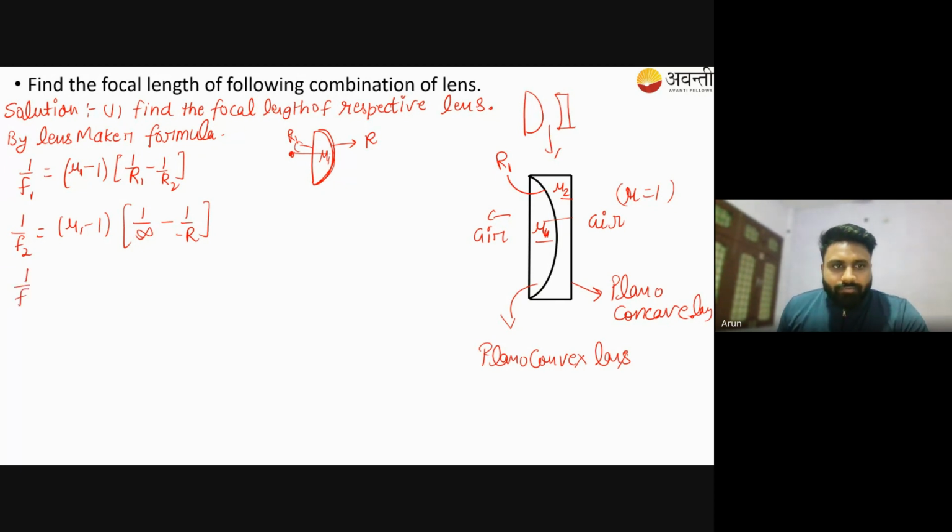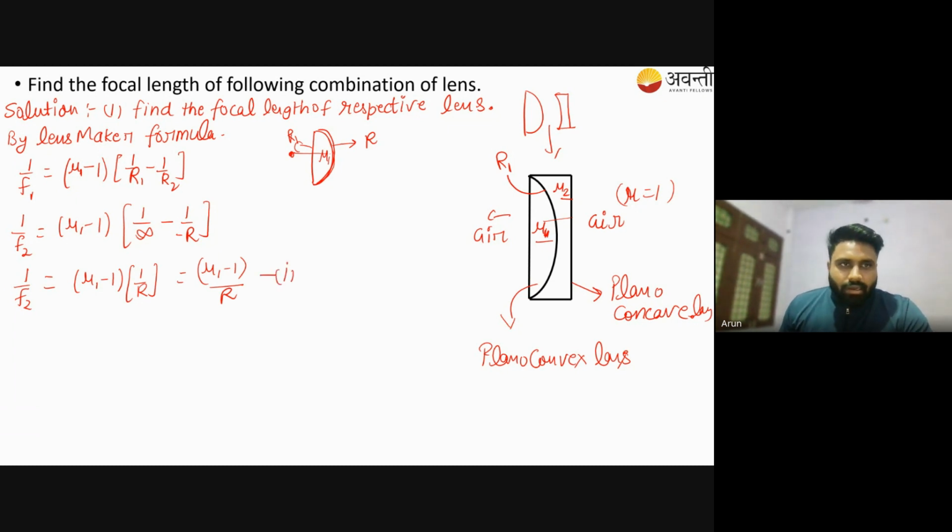So 1 upon f1 is equals to mu1 minus 1. 1 upon infinity is 0. Minus and minus got plus, so it is 1 upon r. We have mu1 minus 1 upon r. This is equation number 1.